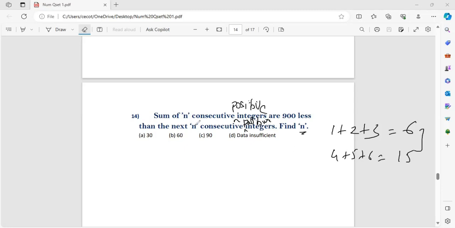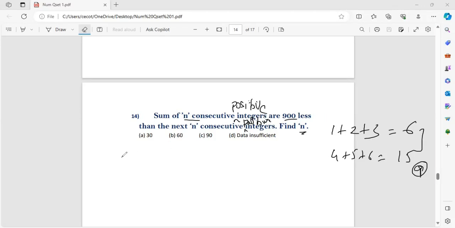Find the difference now. The sum of n consecutive integers is 900 less than the next n consecutive integers, which means the difference between these two is given as 900. We don't know how many numbers are taken. Now, to understand the shortcut, we are going with the basic example over here, okay? Now, the difference between these two is 9, isn't it? Now, let's go with one more set to understand that shortcut, which we are going to apply.